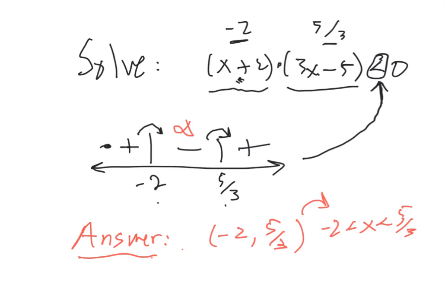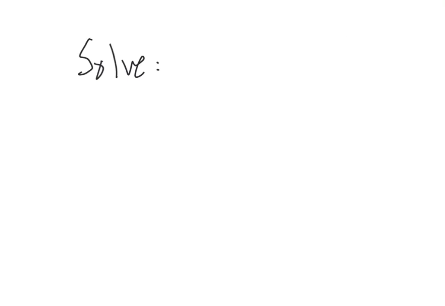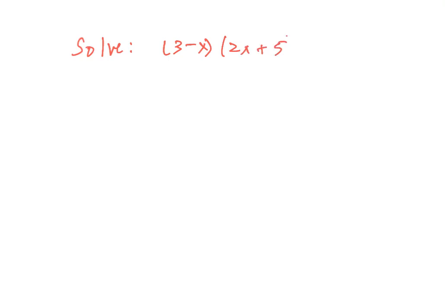All right, so a few little wrinkles here. Let's go to a new one. So let's take this problem. Solve. Okay, we'll do it in red. 3 minus x times 2x plus 5. And this time I want it to be bigger than or equal to 0.